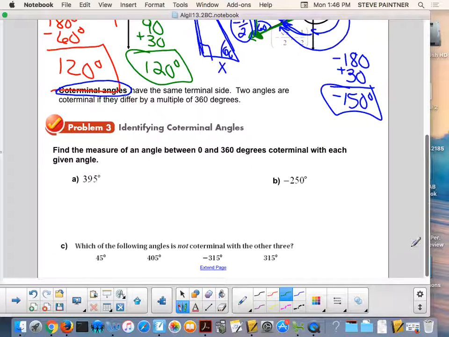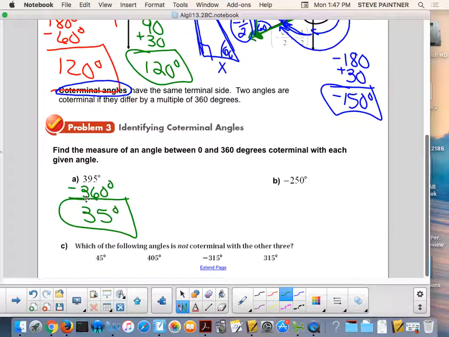Is it this one? Yeah, 395. So if you're ever given a 395, don't ever work with 395. Get it between 0 and 360. Just keep subtracting 360. Exactly. Keep subtracting or adding. In this case, we want to subtract. Answer is 35. That is such an easy number to work with versus a 395.